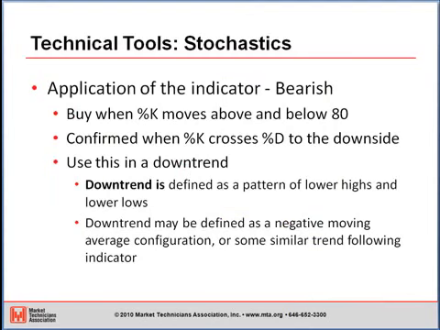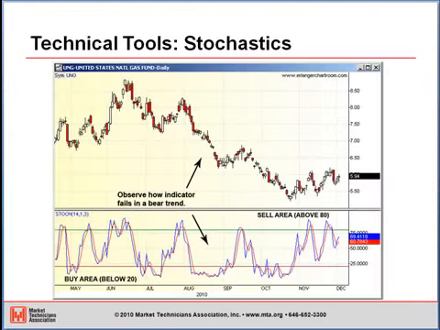Bearish applications of the stochastic are the exact opposite. You sell when percent K moves above and below 80. That is concerned when percent K crosses percent D to the downside, and we'll use this in a downtrend. A downtrend is defined as a pattern of lower highs and lower lows. A downtrend also may be defined as a negative moving average configuration or some other trend following indicator that you're used to. We're going to show you how the indicator fails in a bear trend.